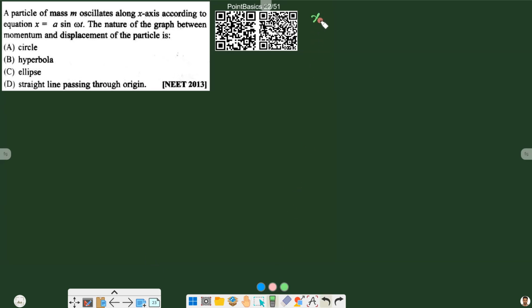We have given that x is equal to a sine omega t. So we already have the equation for displacement, and we have to form an equation for momentum. For momentum we need velocity, then we can multiply it with mass and we will get momentum. So we will take the first order derivative of displacement, dx by dt will be a omega cos omega t, and here it is p. So momentum is equal to mass into velocity, and that will become m a omega cos omega t.